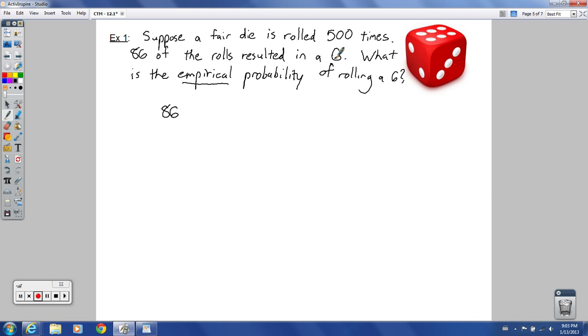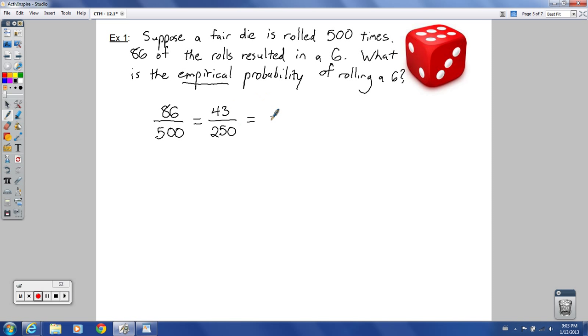There were 86 sixes out of the total of 500 different possibilities. We rolled it 500 times. So what we want was a 6. There were 86 of those out of the total number of times we rolled it, which was 500. You could reduce this. You could divide both by 2 and get 43 out of 250. That would be a reduced fraction.